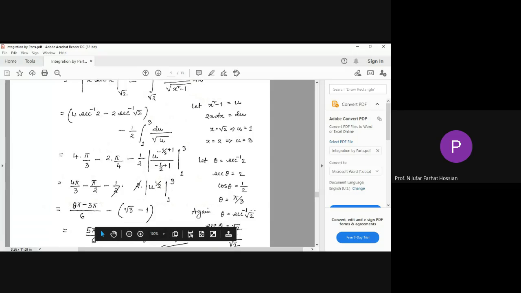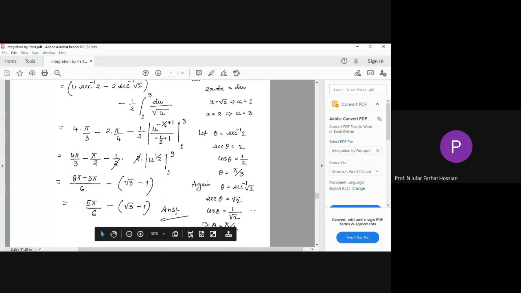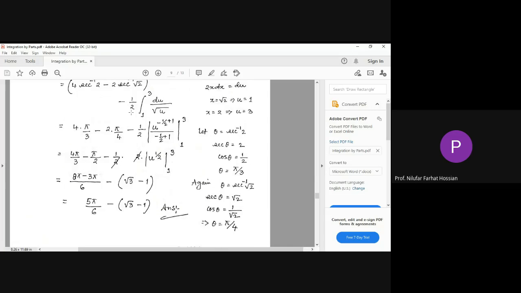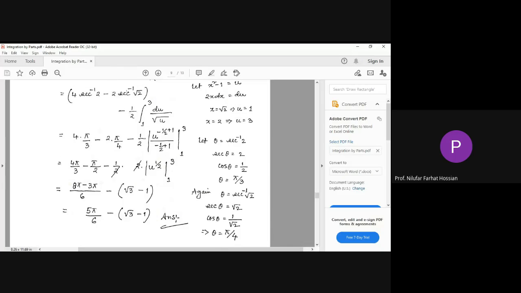Similarly, you find sec inverse root 2. Again, suppose that theta equal to sec inverse root 2. So sec theta should be equal to root 2. If sec theta equals root 2, cos theta will be the inverse of sec, that means 1 by root 2. And 1 by root 2 is the value of cos 45 degree. 45 degree means pi by 4, so theta should be pi by 4. So for the lower limit, 2 into sec inverse root 2 should be 2 into pi by 4.